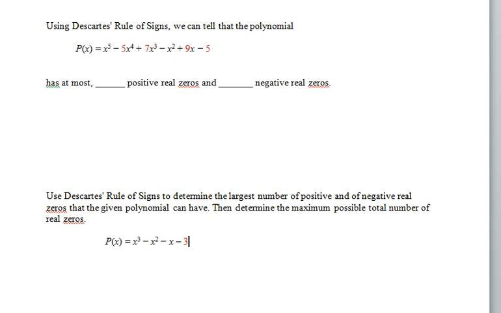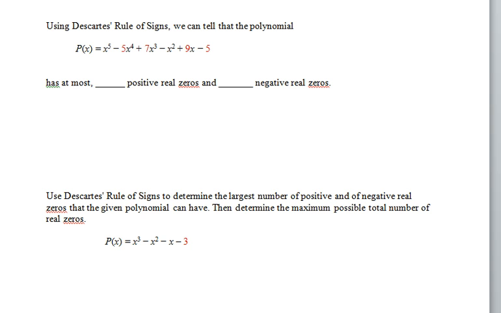Here we are to use Descartes' rule of signs to find the maximum number of positive real zeros and the maximum number of negative real zeros possible for p of x equals x to the fifth minus 5x to the fourth plus 7x cubed minus x squared plus 9x minus 5.